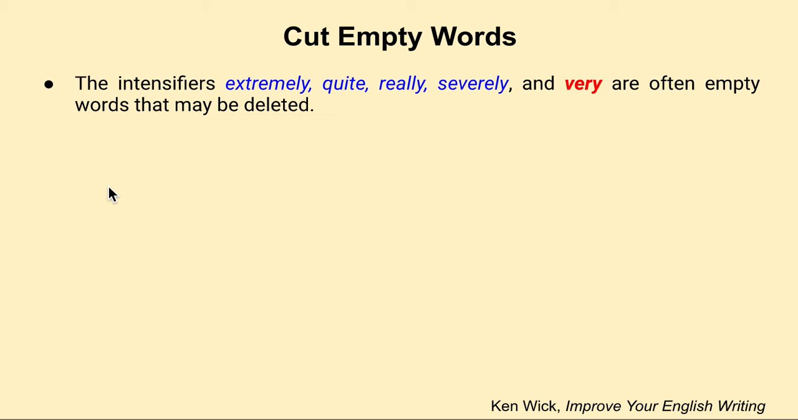It's probably not needed for the sentence. I was very unhappy. I was unhappy. He is very strong. He is strong. She is a very fast runner. She is a fast runner. I mean, you don't really need the word very at all. You just cut it.